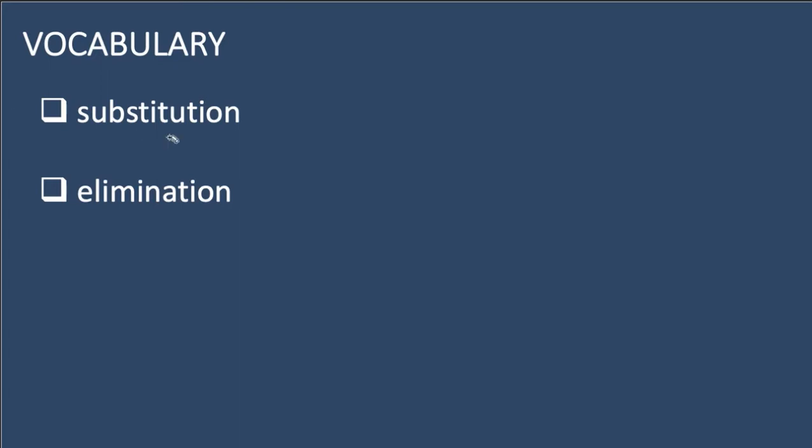But before we begin, we need to know vocabulary. Some vocabulary words include substitution and elimination for the most part.